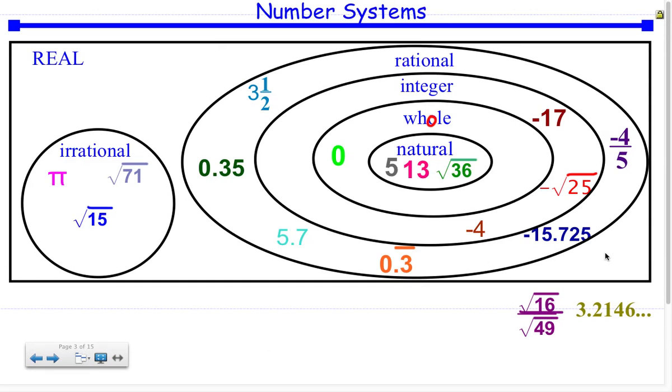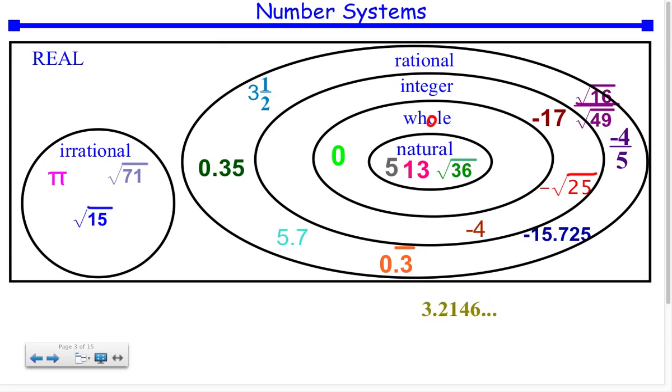Square root of 16 over the square root of 49, well, the square root of 16 is 4. Square root of 49 is 7. So 4/7 is a fraction and is rational. Now 3.2146, since it has a dot, dot, dot, that means the decimal keeps going forever and never repeats. The line above it means repeating. So if there's no line and there's the dot, dot, dot, that means it keeps going forever and never stops. So that is irrational. So again, irrational is pi, non-perfect square roots, and decimals that continue forever and never repeat.